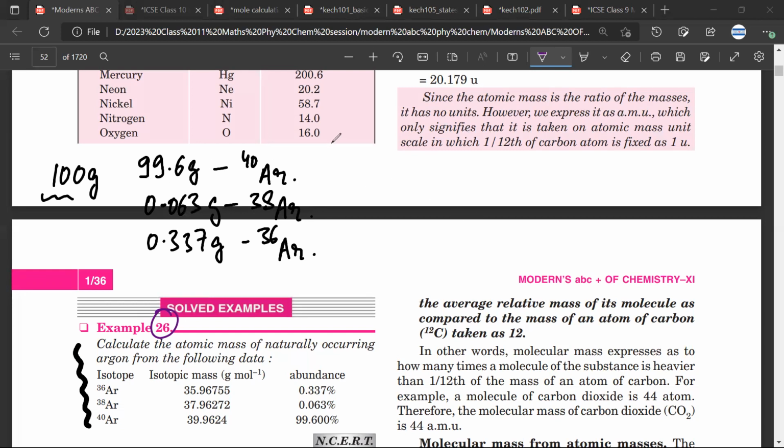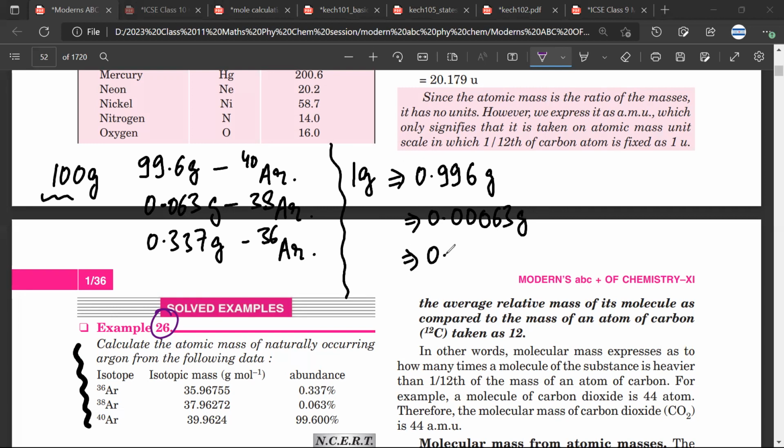I can write the data like this, or what I can do is I can write the data like this also. If I take 1 gram of sample, then the distribution would be 0.996 gram, 0.00063 gram, and 0.00337 gram. Is it making sense? Okay.